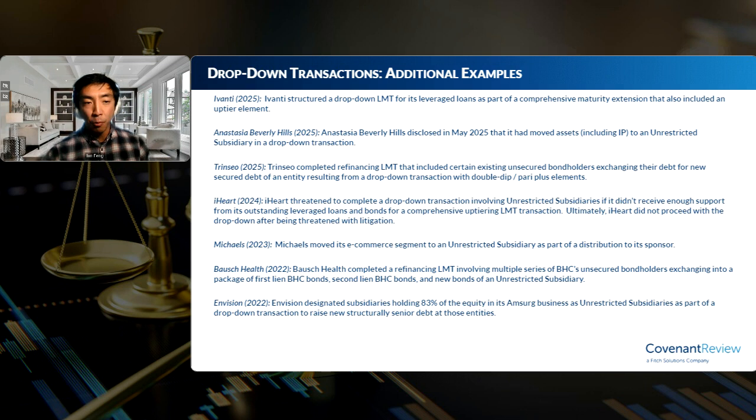It's not listed here, but one aspect of drop-downs that is sometimes missed, I think, is the idea that actually securitizations can be a form of drop-down as well. Because you're transferring the receivables to a special purpose entity. That special purpose entity usually is not required to become a guarantor, so it's a non-guarantor. It may be unrestricted as well. The issuance of that debt, structurally senior. So things like ABS financings, securitizations, those can function as a drop-down LME depending on the context.